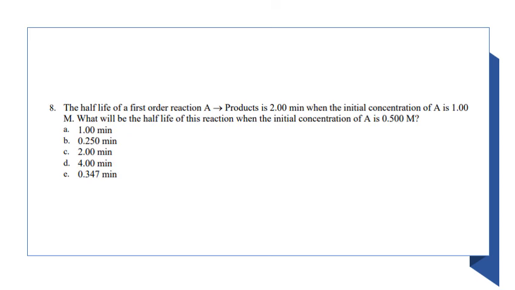Next question is, the half-life of a first order reaction A gives product is 2 minutes when the initial concentration of A is 1 molar. What will be the half-life of this reaction when the initial concentration of A is 0.5 molar? One point we have to remember is that for a first order reaction, the half-life is going to be constant, doesn't matter when the concentration changes. So the half-life given is 2 minutes, so that's going to be the same for this reaction. So the answer will be C.